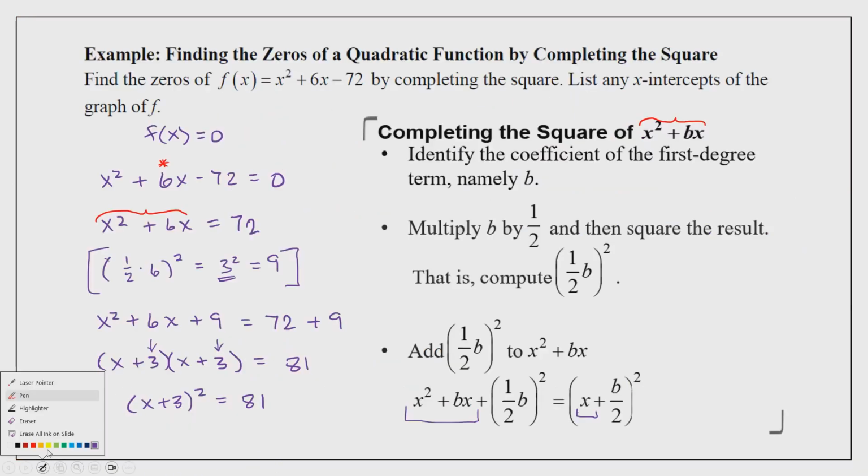So in this problem, our leading coefficient was 1. If this was not 1, say it was 2, in order to do this process of completing the square, I would have to get rid of the 2 as the leading term. In order to do that, I would have to divide all of these terms by 2. In dividing all of these terms by 2, I would then have 1 as my leading term, which will allow me to go through this process of completing the square.